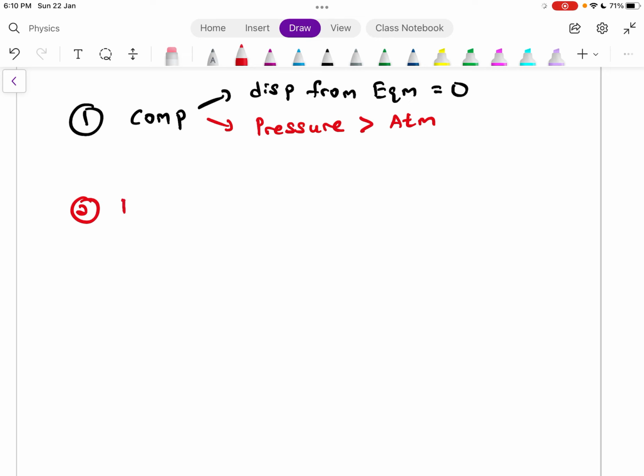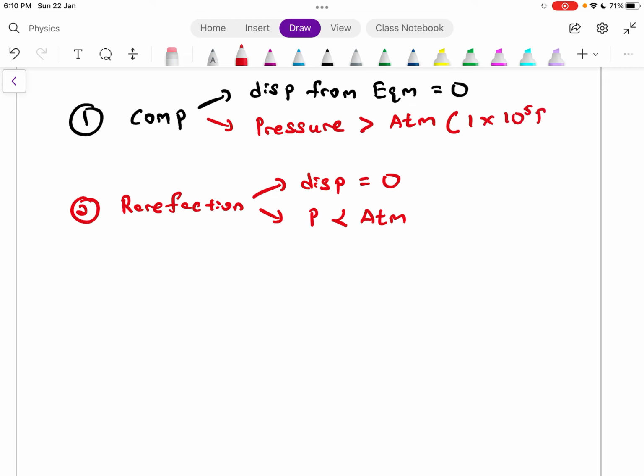Okay, so the second will be rarefaction. So rarefaction has a very similar displacement as compression, which is 0. So displacement from EQM is 0. Then second will be pressure. So pressure will be lesser than ATM, the atmospheric pressure. So just to elaborate, atmospheric pressure is 1 multiplied by 10⁵ Pascal. So for compression, maybe the pressure is about 1.5 times 10 to the power 5. Rarefaction maybe 0.5 times 10 to the power 5 Pascal.